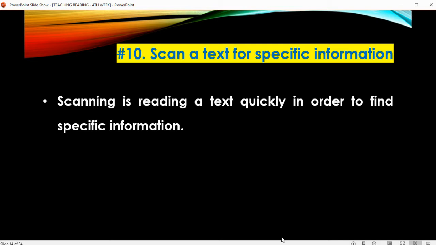Notice the difference with skimming. Skimming is, again, to read quickly, but to find the main idea of the test. And this is the skimming, the main idea of the test. Scanning, you read the test quickly again, but now to find specific information, right? Some principal parts of the test.